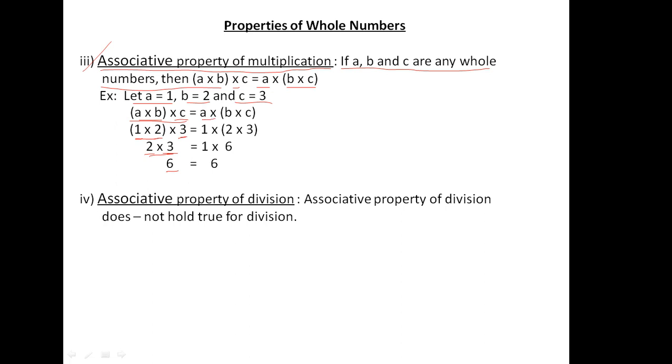Now the RHS, A × (B × C) in the bracket. Now we will put the values of A, B and C. First of all we have to solve this bracket. 2 × 3 will come 6 and 6 × 1 will come 6, which means LHS and RHS both are equal. Now the fourth property, associative property of division. Associative property does not hold true for division.